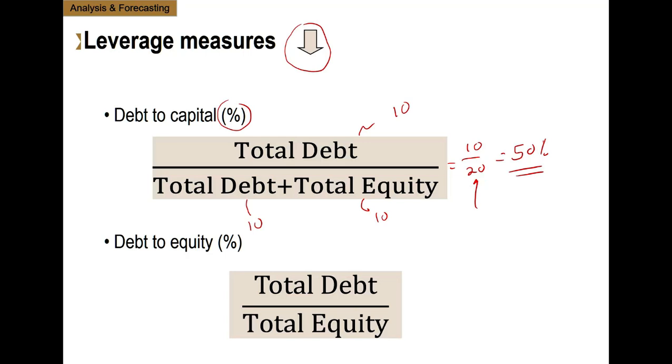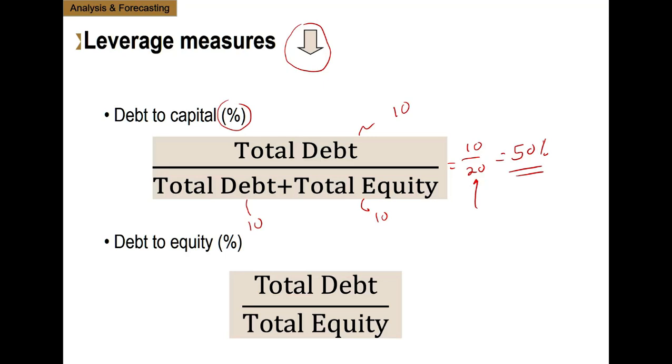This ratio, I think, is much more intuitive than the second ratio that I'm about to discuss, even though the second ratio is also used very frequently. Why is this more intuitive? Because it's easy to see that 50% means that half of your money is coming from debt, right? Half of the money that you raised.